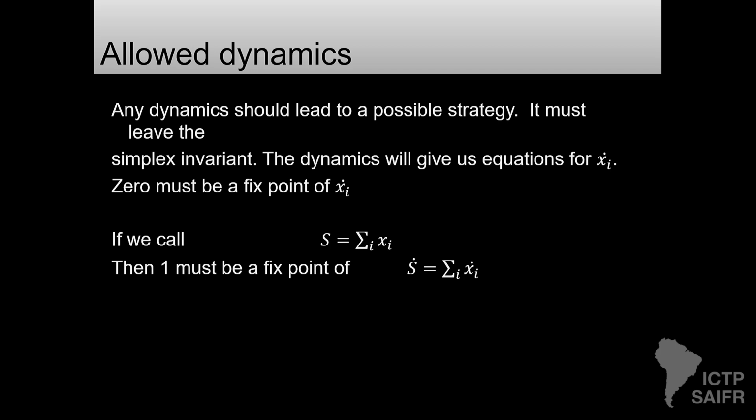We know that the sum of all xi should be equal to 1. This is something that we have already defined. This is the condition to be within this simplex. So I am going to call S the sum of all these values. And suppose it is not 1. Suppose that it can take any value. And suppose that I propose a given dynamics.